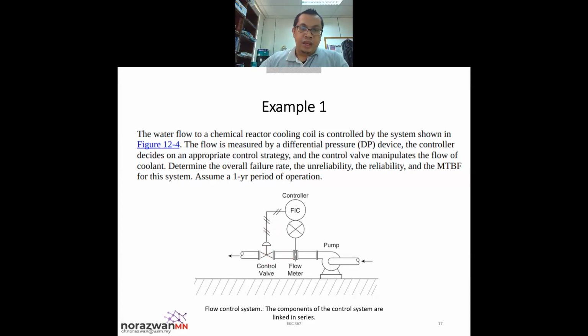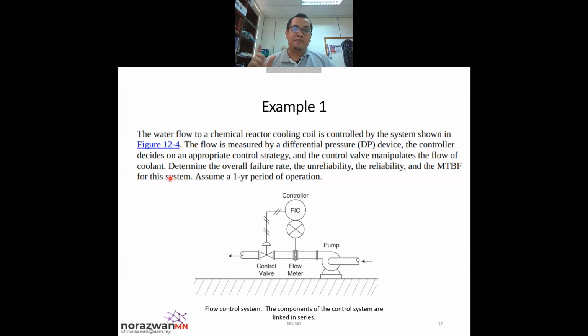Determine the overall failure rate, the unreliability, the reliability, and the MTBF for the system. So you need to find four things: failure rate, unreliability, reliability, and MTBF. This is the important part.